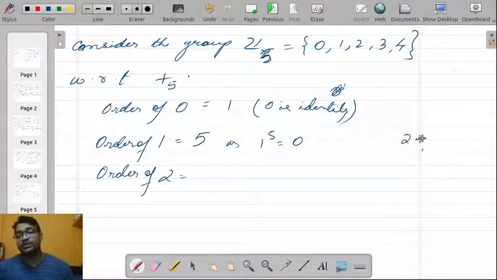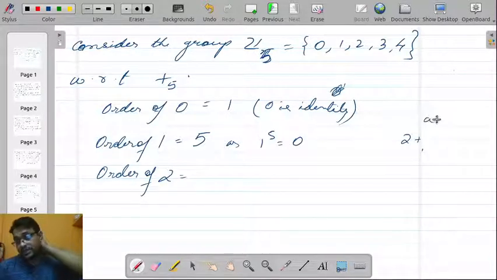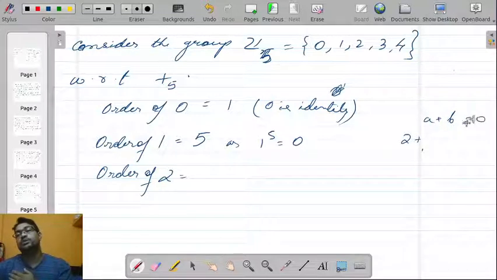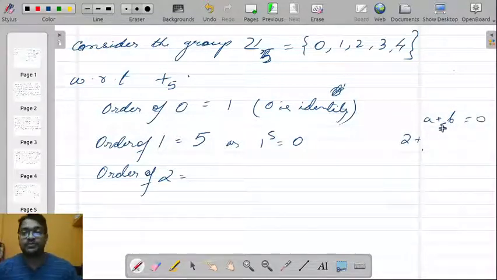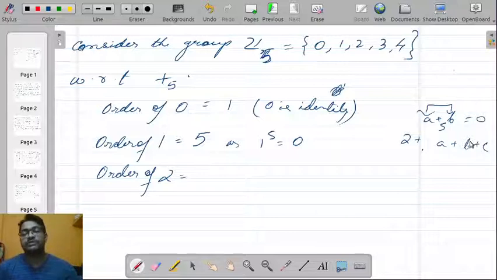What I have to do is see under what condition this sum a plus b will be 0. This will be equal to 0 if a plus b is divisible by 5. Only then it is 0, otherwise it's not 0, because this operation itself is defined that way. A plus b modulo 5 is actually the remainder when a plus b is divided by 5. So if I want the sum to be 0, then the sum of these two should be divisible by 5. If there are 3, then the sum of these 3 should be divisible by 5.